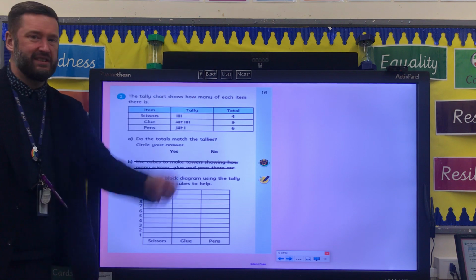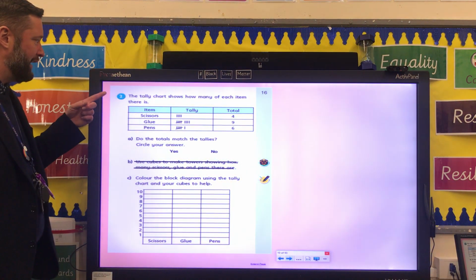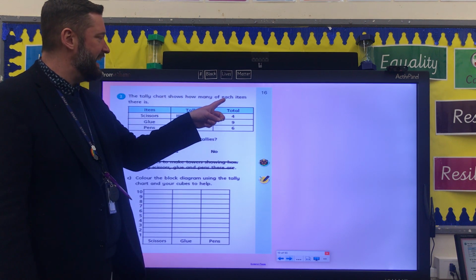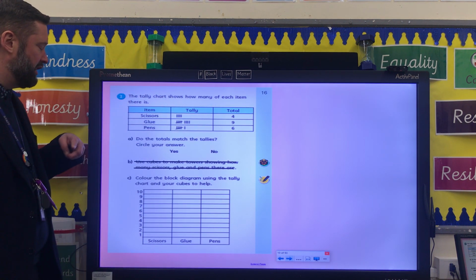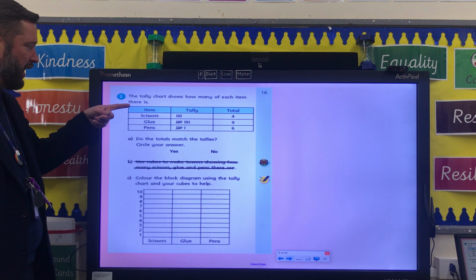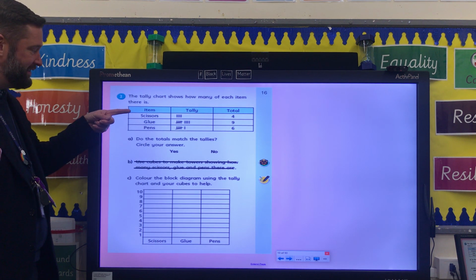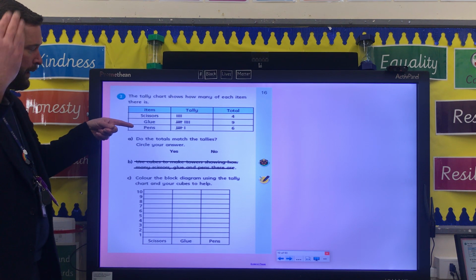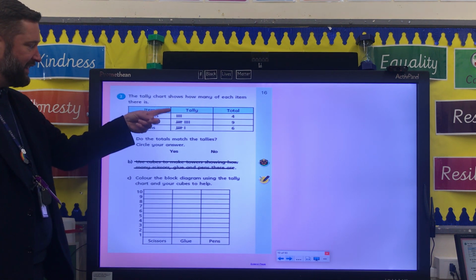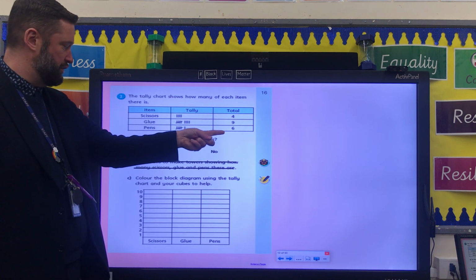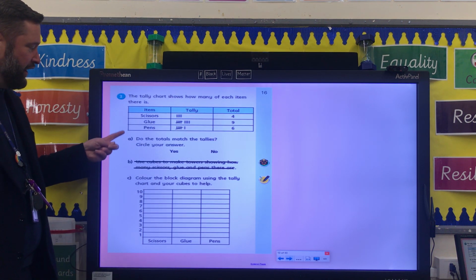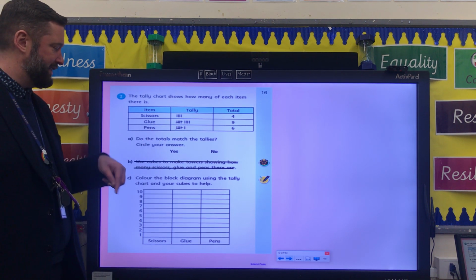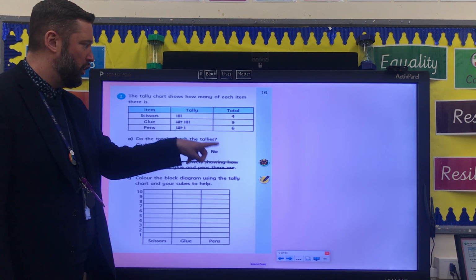Right, we're on page 16 now, and question 2. The tally chart shows how many of each item there is. So the items we've got are, read it with me, scissors, glue, pens, and we've got the tally and we've got the total. A. Do the totals match the tallies? Circle your answer. So is it yes or no?